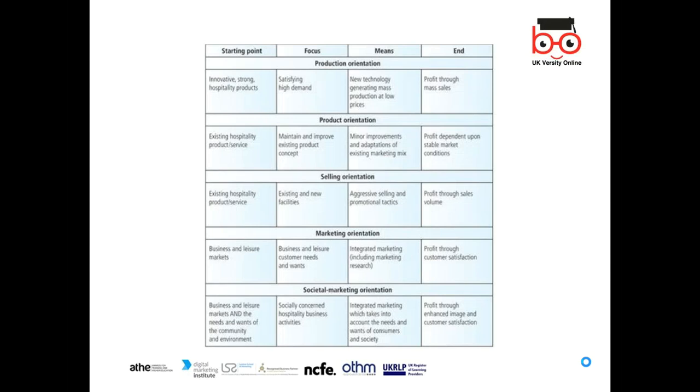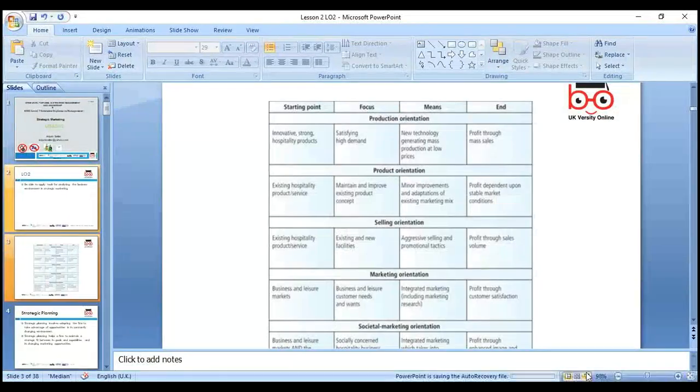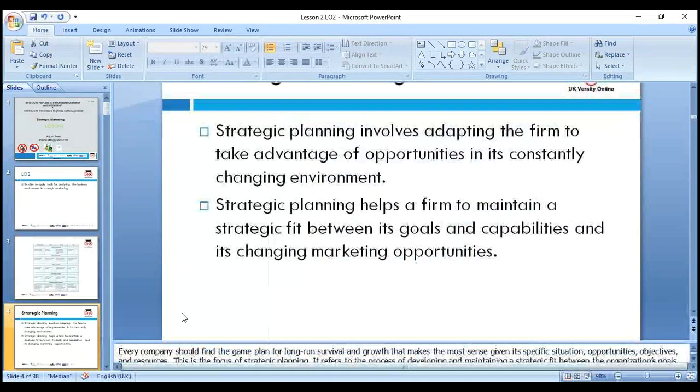Enhance the image through helping the local community, like we mentioned the example of food banks, Procter and Gamble and Unilever. So these are the more social concepts companies are now using, instead of focusing on production, product selling or marketing. Now they focus more on social marketing. So we also discussed that in yesterday's session as well.